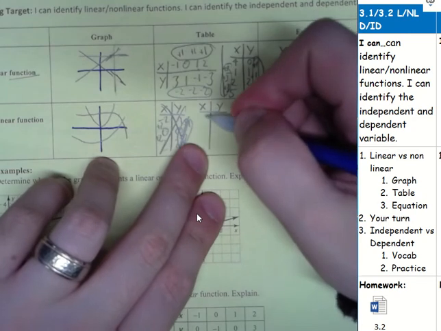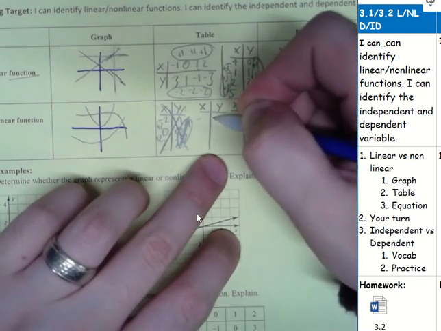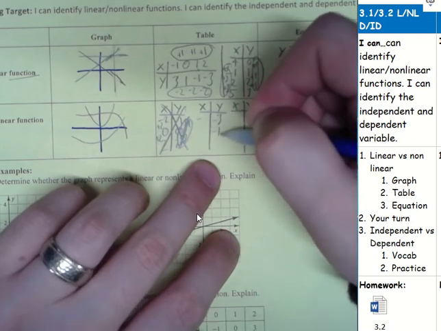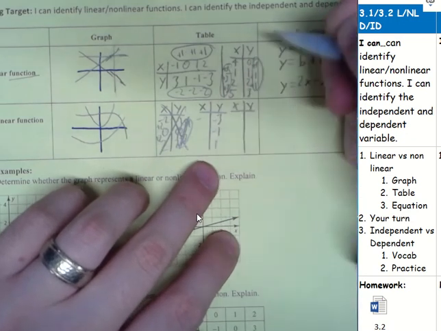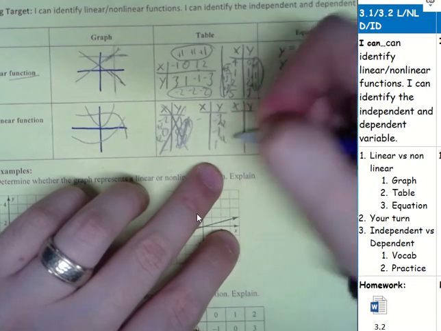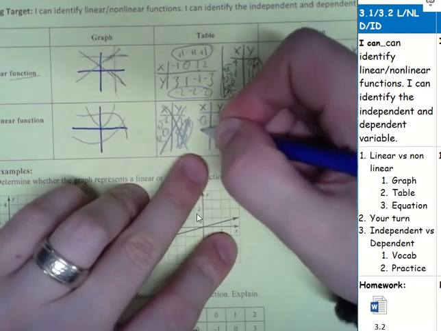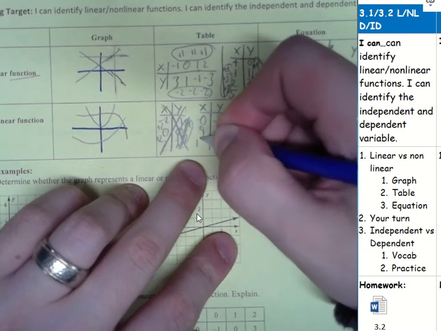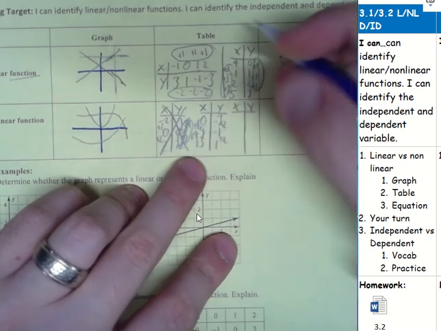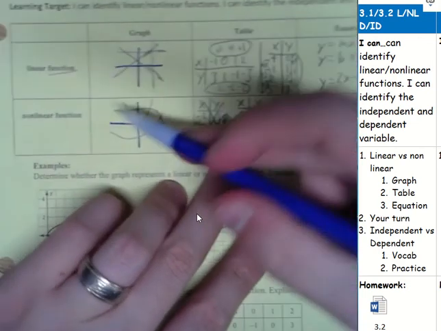Here, what if my y values are all like -3, -1, 1. Well, that's nice. They go, yep, here I'm going +2, +2. But then here, what if I have like 0, 9, 13? Well, +9 and then +4? No, that does not work. So this one would also be nonlinear.